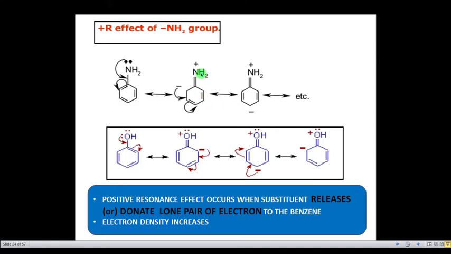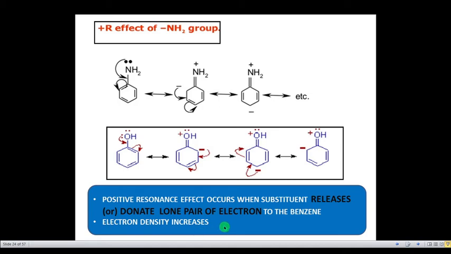If suppose the substitution is present here, this position is ortho, this is the meta position, and this is the para position, and you have the other ortho position as well. So the electron displacement takes place to the ortho position, to the meta position, to the para position. This electron displacement is simply called the plus R effect or plus M effect. So as a whole, the electron density increases in this system.